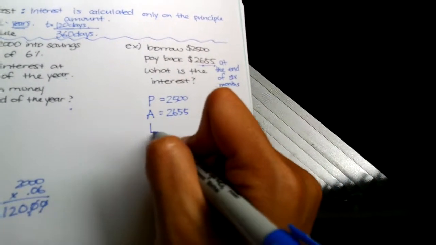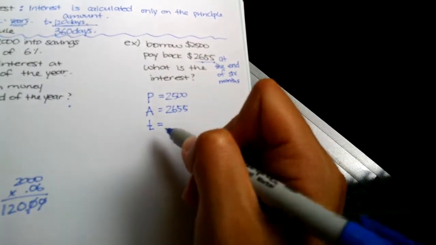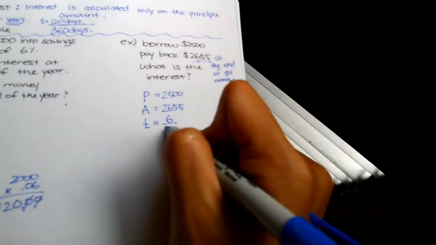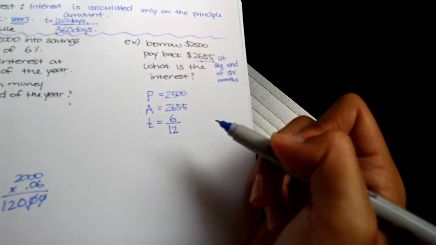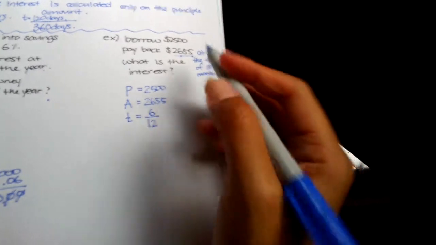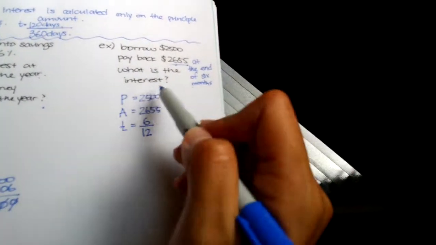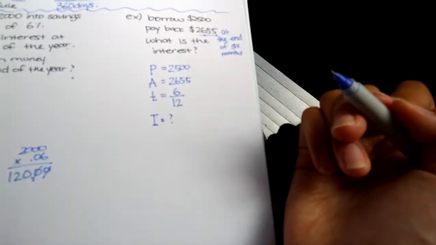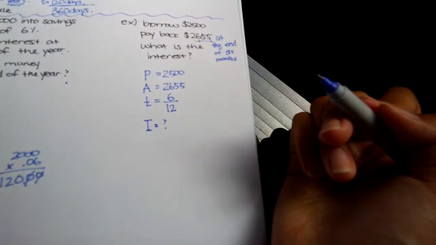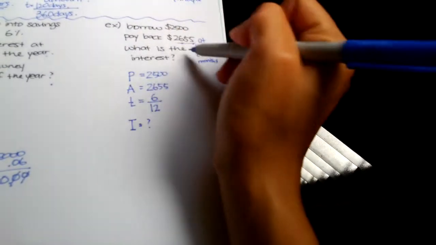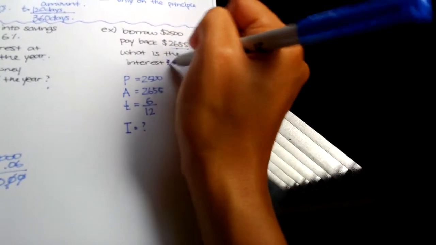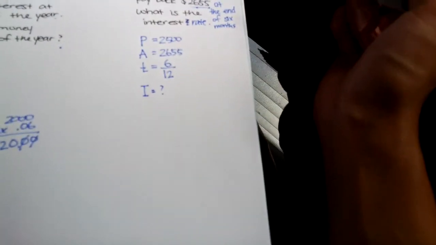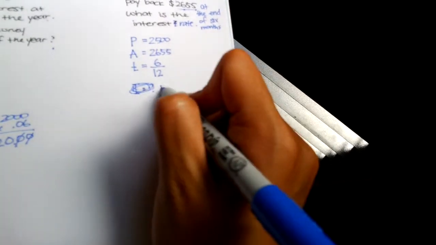right? And then the time, they said 6 months, and we always have to put it in terms of a year, so we can say 6 months out of 12 months. And you can simplify that to 0.5 or 1/2, but you don't have to. So we want to find out what the interest is. Oh, I wrote that one wrong too. We want to find out the rate because we could easily find out the interest. Sorry about that. So we want to find out not the interest, but the rate.